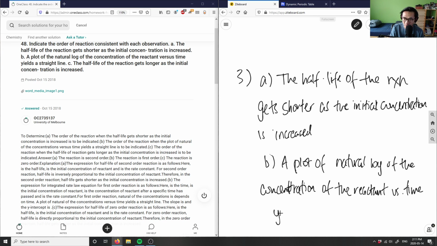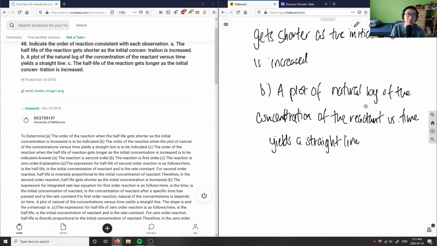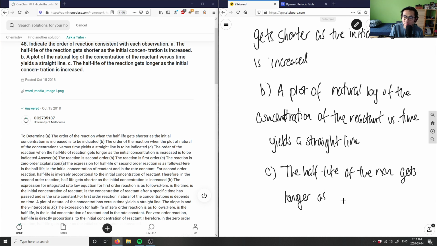yields a straight line. C here is the half-life, sorry. The half-life of the reaction RxN gets longer as the initial concentration is increased.